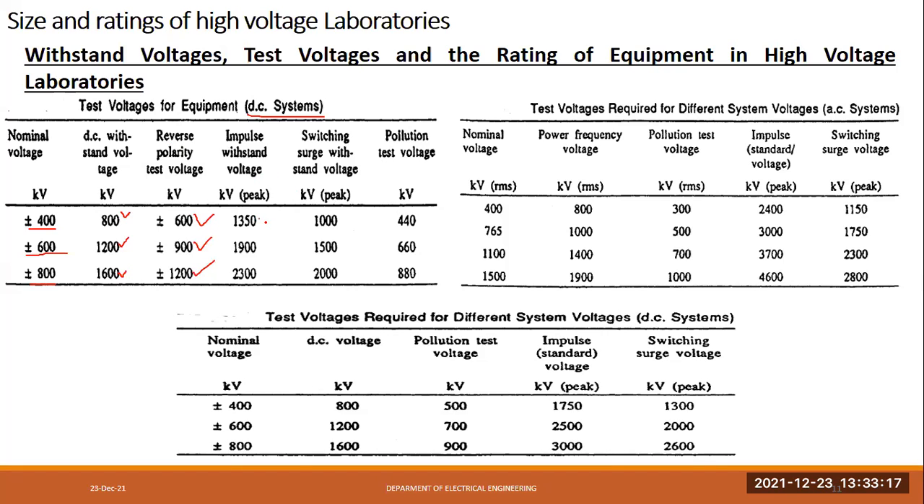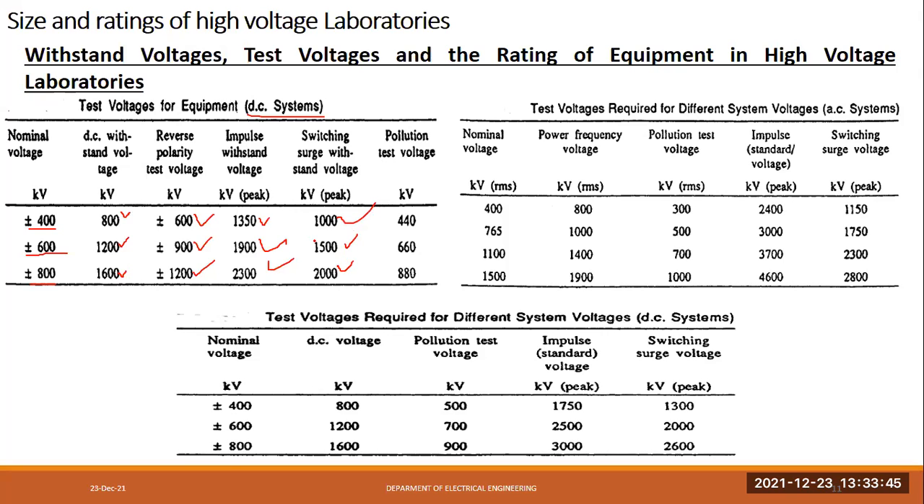So here also in the DC system there is 1350 kV for the 400 kilovolt nominal system, then 1900 and 2300 for the 600 and 800 respectively. Whenever there will be switching surges or lightning strokes, at that time there should be some withstand voltage, which has a maximum value for the 400 equal to 1000. Then for the 600 that will be 1500, and for the 800 that will be 2000.